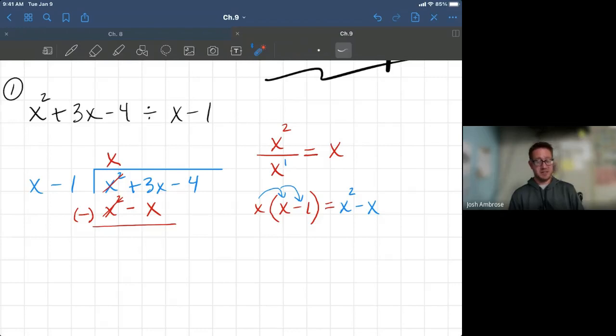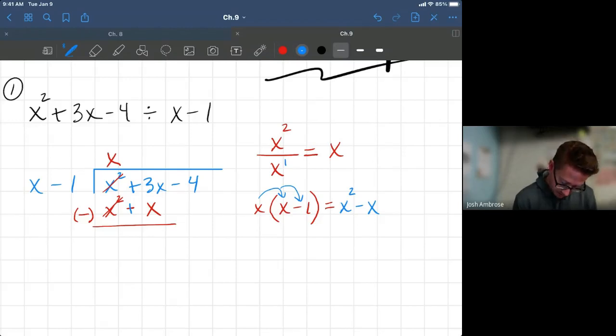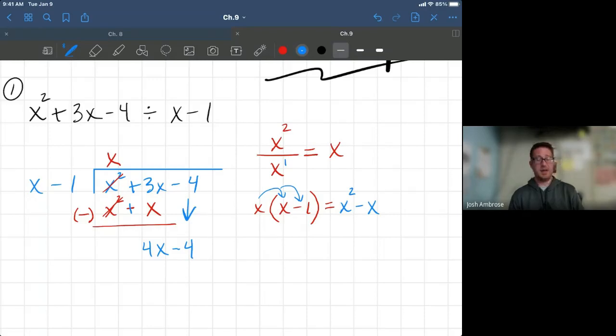You should pay close attention to the fact that minus a negative is going to become a plus sign, a positive. So that really means that this is going to be a plus. So 3 plus giving us 4x. Then you have to bring down what you have left, minus 4. And now we go through the whole process again.